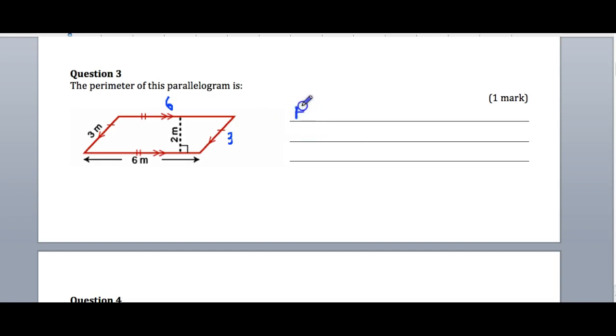So we're just doing the perimeter. Your perimeter is the distance around the entire shape. You'll notice that 2 sides are 6 and 2 sides are 3, so you could just do 2 times 6 plus 2 times 3, or you could do 6 plus 6 plus 3 plus 3. Either way, you would get the same answer. So 2 times 6 is 12, plus 2 times 3 is 6, so you get 18, and we're working in meters, so 18 meters.